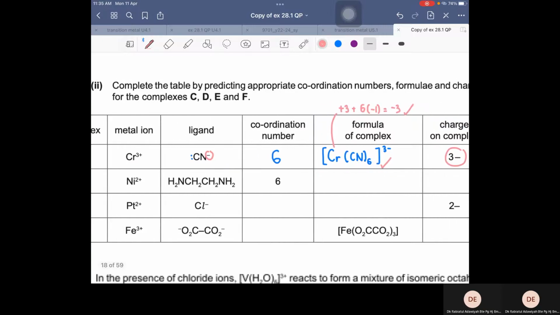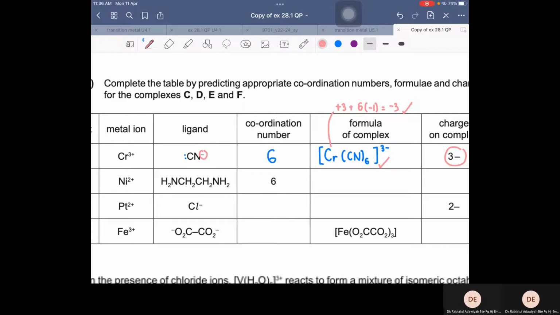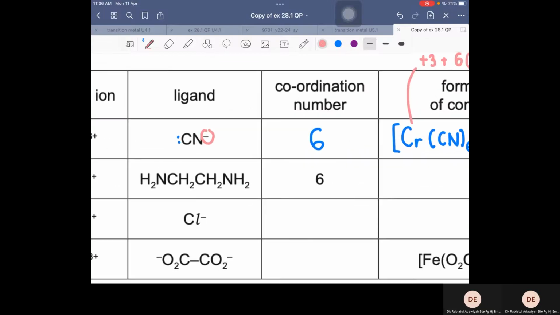Next one, complex D. We've got a nickel with an oxidation state of +2, or a charge of 2+, with what we call a ligand. This is 1,2-diaminoethane, another name, ethylenediamine. I don't know if anyone can already spot that this ligand is actually a bidentate. Bidentate forms two dative covalent bonds per molecule. Since there are 2 nitrogen atoms, well, it's not always the rule that a molecule that has 2 nitrogen atoms will be bidentate. No, there is no rule saying that.